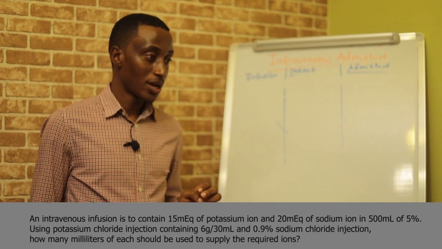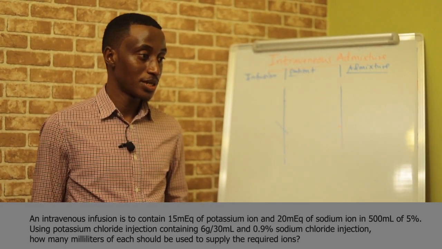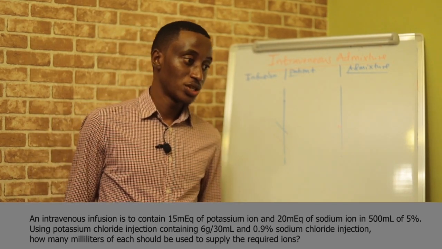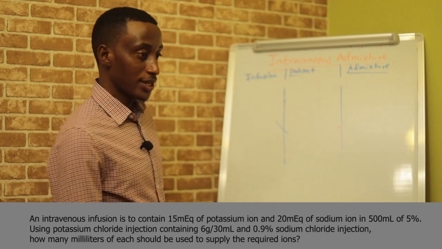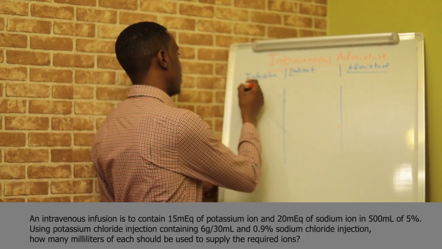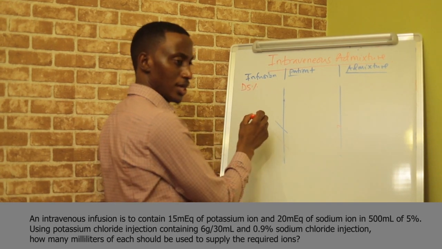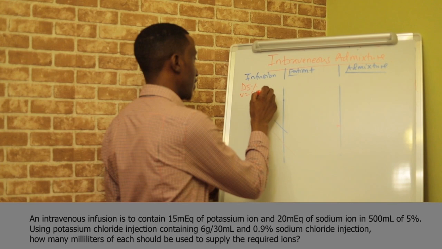Using potassium chloride injection containing 6 grams per 30 mL and 0.9% sodium chloride injection, how many milliliters of each should be used to supply the required ions? So we have the infusion here. Probably this was dextrose 5% with the volume of 500 mL.